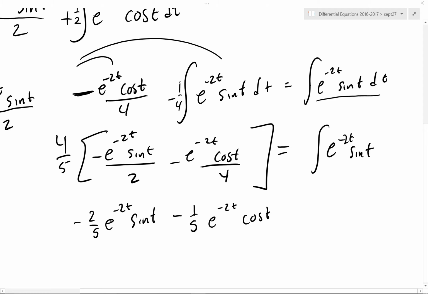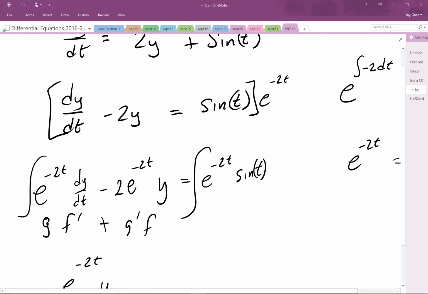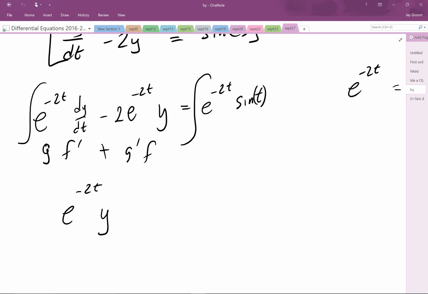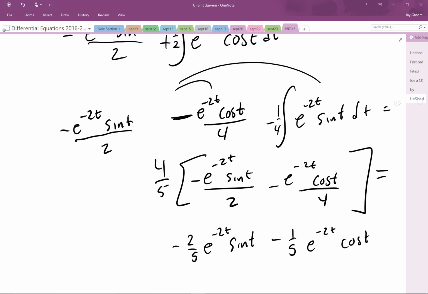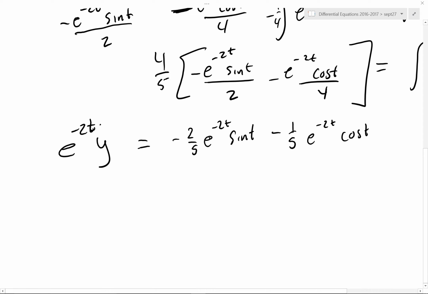Actually, write that down. I'm going to go to the other page and bring me back the other answer. So remember, the other side was equal to e to the negative 2t times y, yes? I've got to write this in. Okay, just look at it for a second. See, they're equal now. So now I have to solve for y. We're home free now.